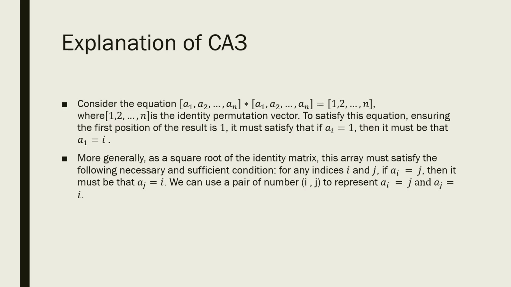More generally, as a square root of an identity matrix, this array must satisfy the following necessary and sufficient condition. For any index i and j, if ai equals j, then it must be that aj equals i. We can use a pair of numbers i, j to represent ai equals j and aj equals i.